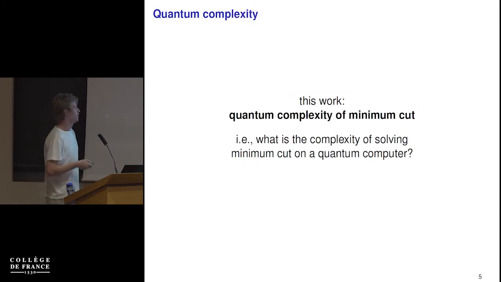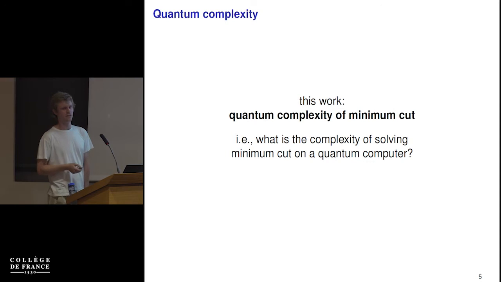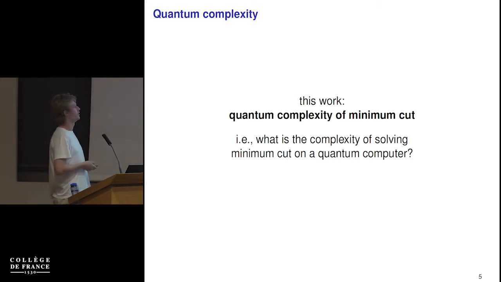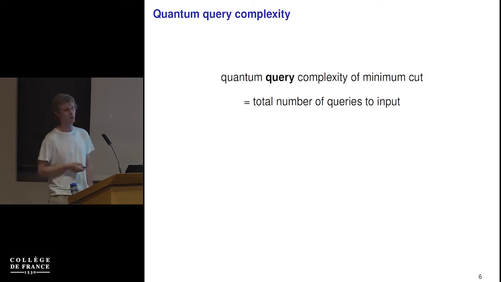What do we do in this work? We characterize the quantum complexity of minimum cut. What does that mean? It means: what is the complexity of solving minimum cut on a quantum computer? Again, what is complexity? I'll be approaching this from 2 angles. One of them is query complexity.